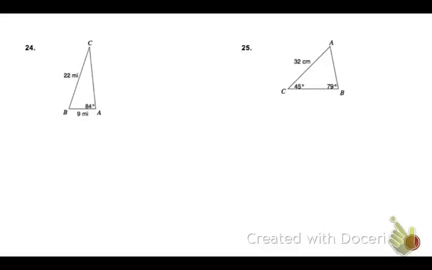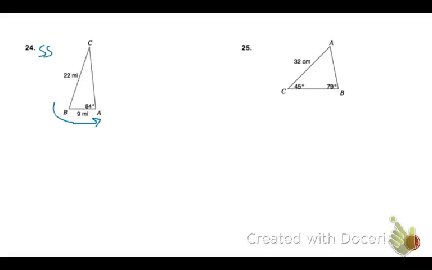Algebra 2, Unit 7 Study Guide, numbers 24 and 25. So we're solving these triangles, and we're going to use the law of sines or the law of cosines based on what we know. If you look at number 24, let's work our way around the triangle and see what we've got. I see we have side, side, and then an angle. So that's the ambiguous case.